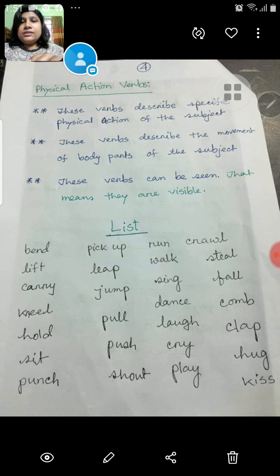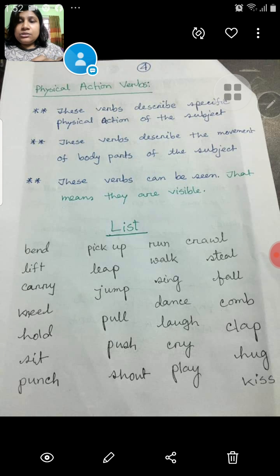Now let's have a look at physical action verbs. These verbs describe a specific physical action of the subject. If you run, this is the action of your legs. If you dance, it is the full movement of your body. These verbs describe the movement of the body parts of the subject. So you know which are your body parts.